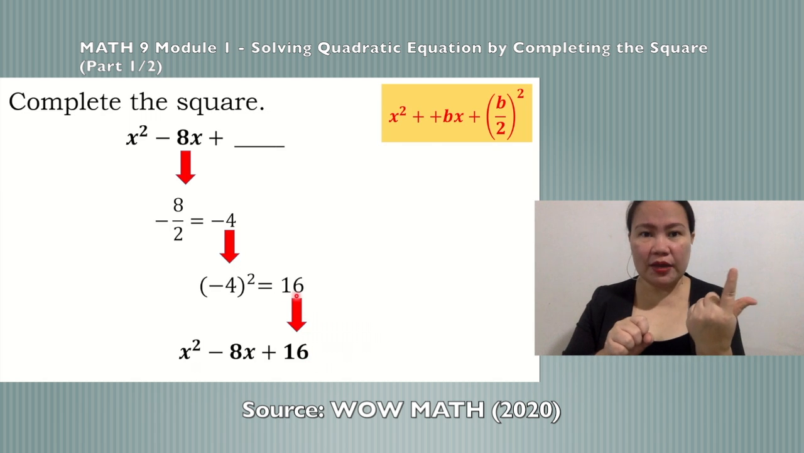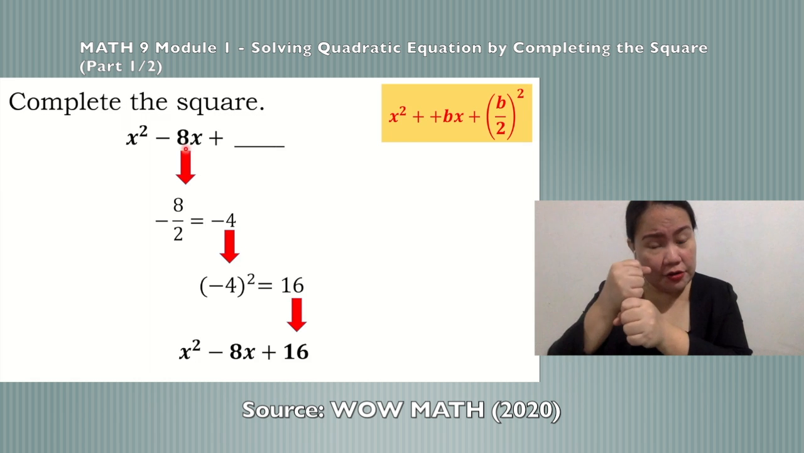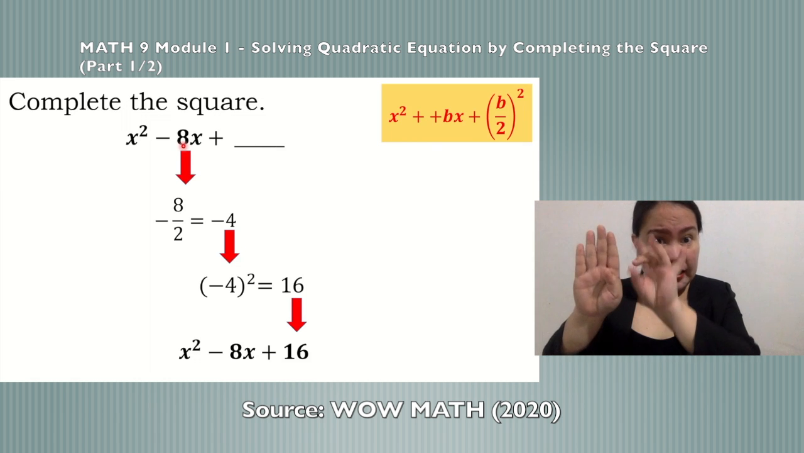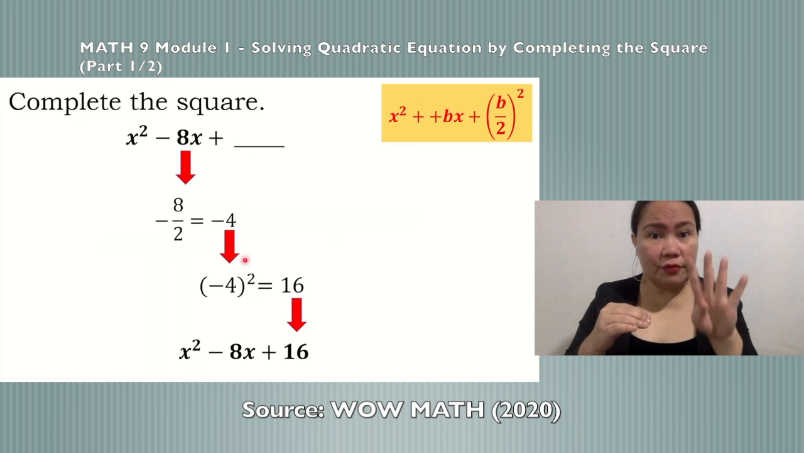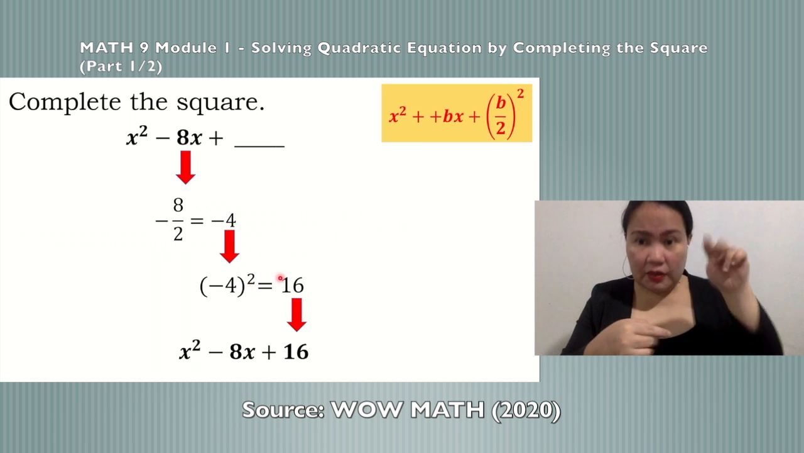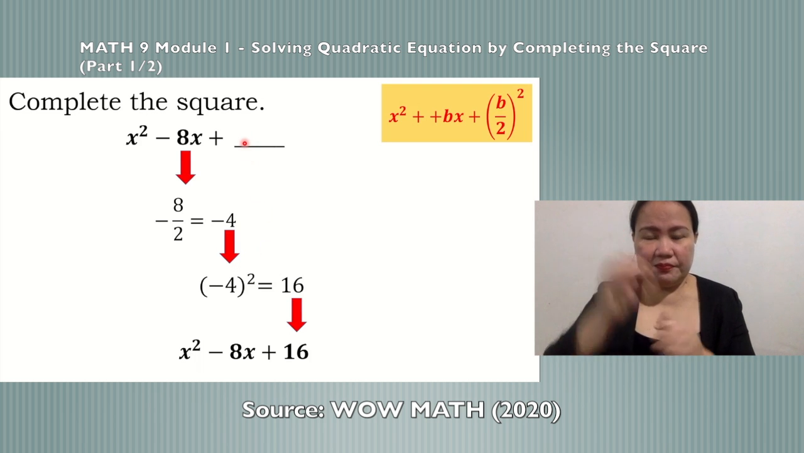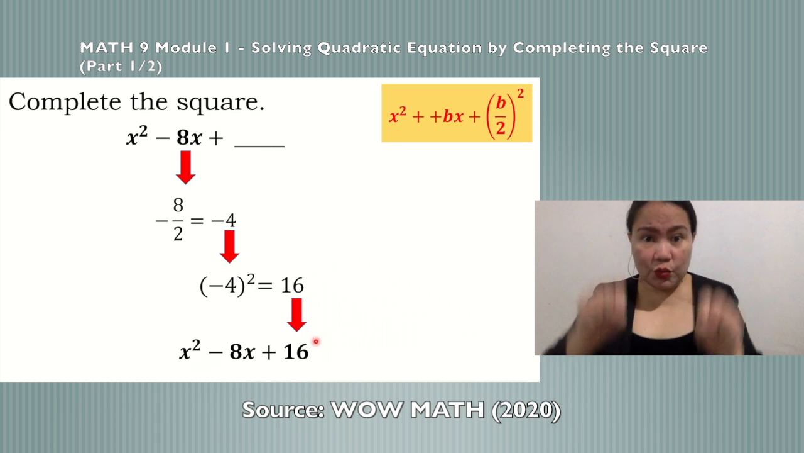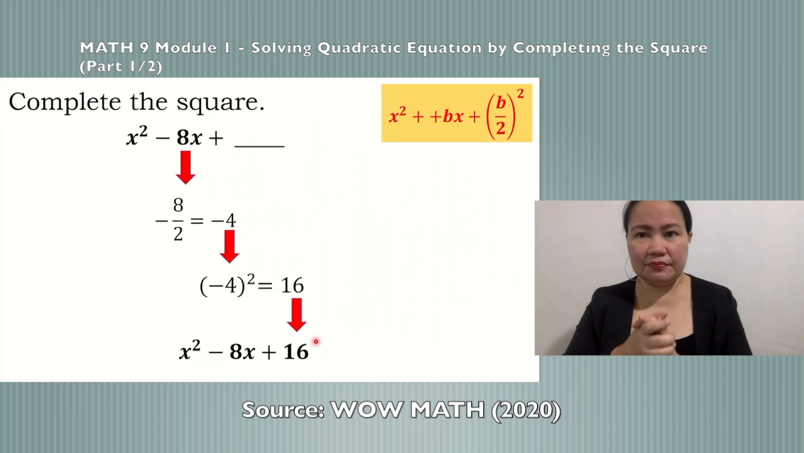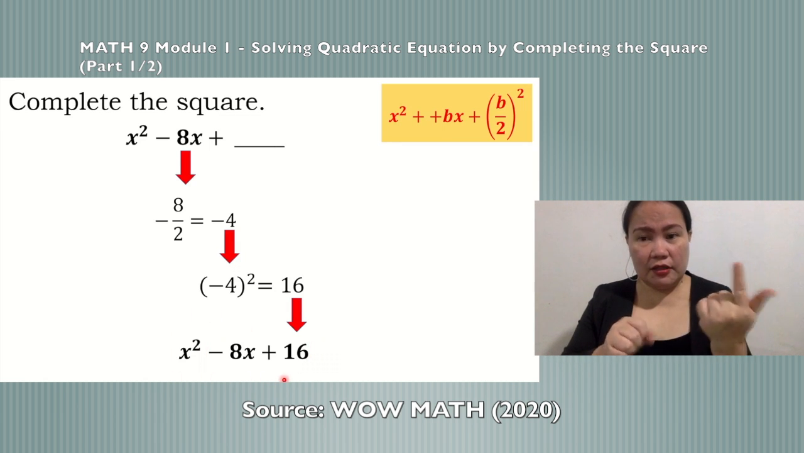So, paano ulit natin nakuha yung 16? Una muna, kunin muna natin yung value ng b, tapos i-divide lang natin sa 2, yung sagot, squared natin. So, yung sagot na ni-squared natin, yun ang idadagdag natin sa expression natin para maging perfect squared trinomials. So, paano naman kunin yung square of binomial nito, galing sa perfect squared trinomials?